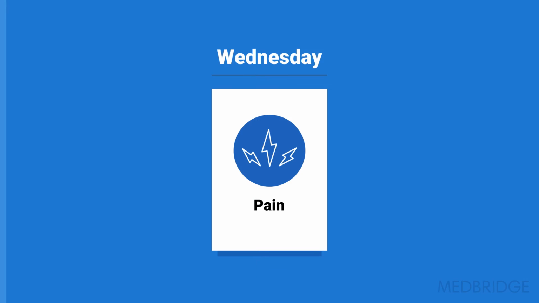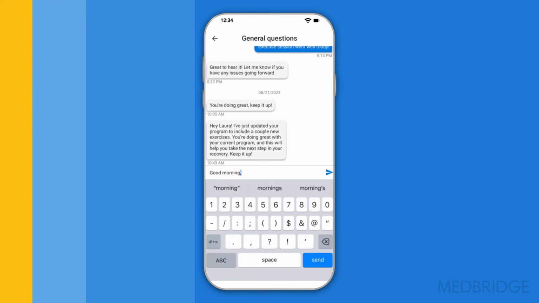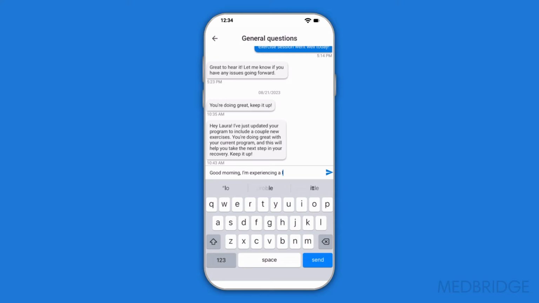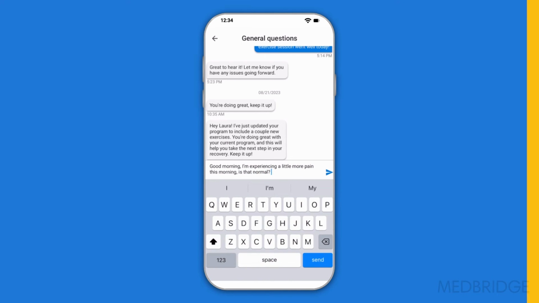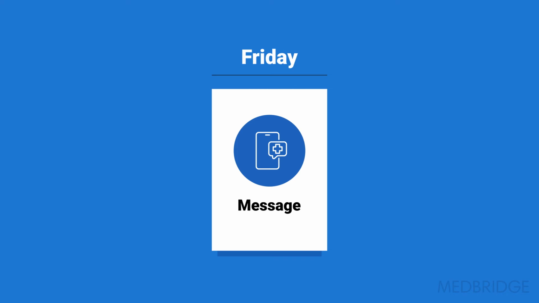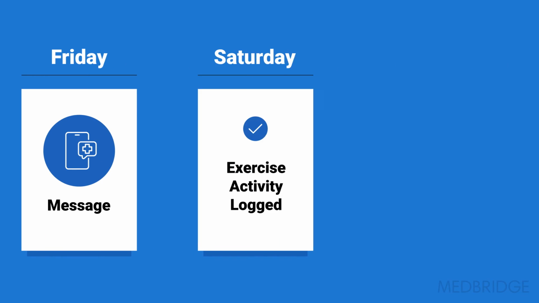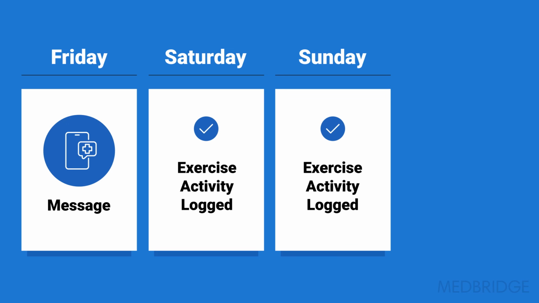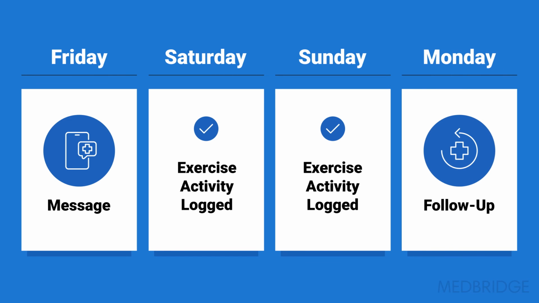Let's say on Wednesday, Laura wakes up feeling more pain than she's used to. She can send you a quick message to let you know, and based on her feedback, you can modify her program right away. She sends you another message on Friday to let you know the new exercises are great and that she's feeling less pain, and you tell her to keep up the good work. Because you've already progressed her home program, you have more time to focus on treatment during her follow-up appointment on Monday.